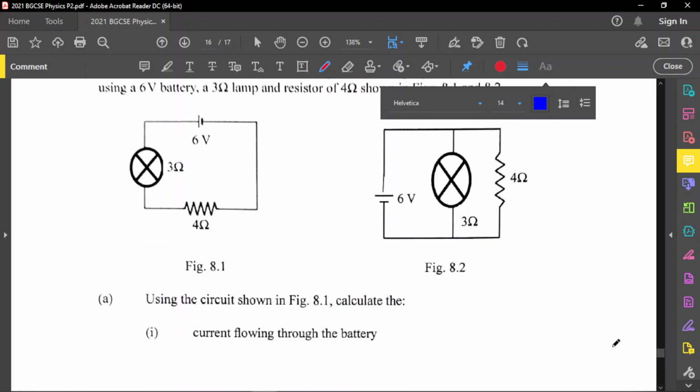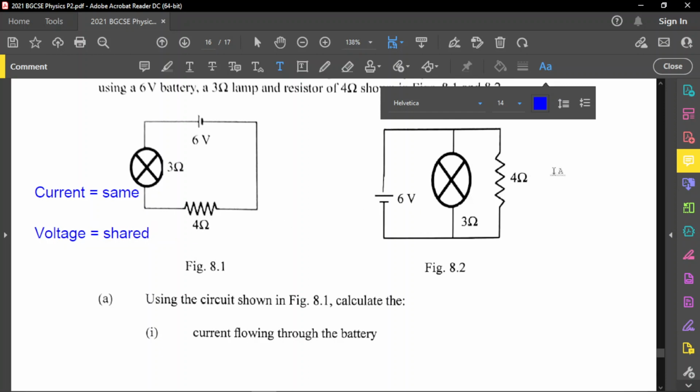So before I jump into answering the question, I just want to remind you of something quick. In a series circuit, the current is the same throughout the entire circuit. Current, I, is the same throughout the entire circuit. However, voltage is shared among the components based upon the resistance.